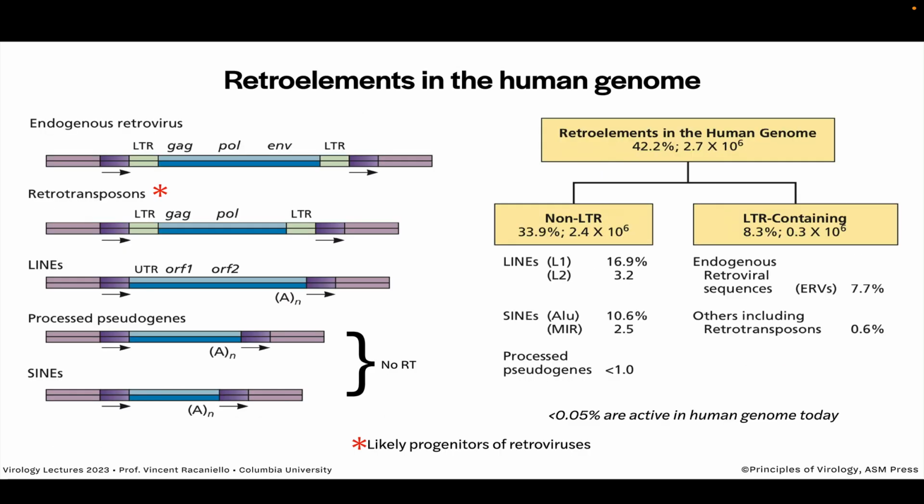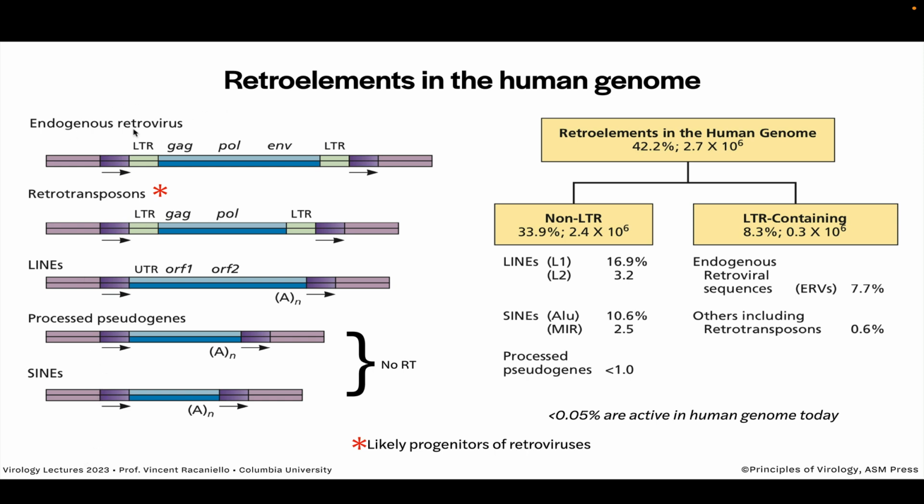All right, this is a table and a picture showing you all the retroelements in the human genome. Again, a retroelement, just hang on the word retro. It means it moves around the genome by reverse transcription. 42% of our genome is retroelements. 2.7 million individual retroelements, and they're broken down into different kinds. So let's take a look at the picture here first. First, these are all retroelements. They move around the genome by reverse transcription.